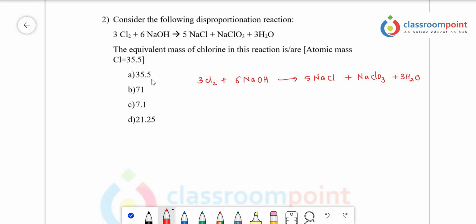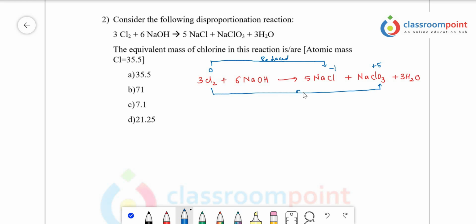We know the meaning of the disproportionation reaction. It means that a single element undergoes both oxidation as well as reduction in a particular given chemical reaction. So here chlorine oxidation state is 0 because it is in molecular form, here chlorine oxidation state is -1, and here it is +5. So from here to here chlorine is reduced, and from here to here chlorine is oxidized. So it is acting as both oxidizing agent as well as reducing agent. It is reduced in the sense that here it is acting as an oxidizing agent.